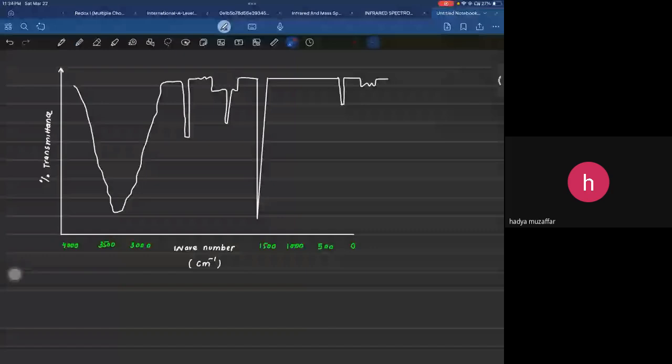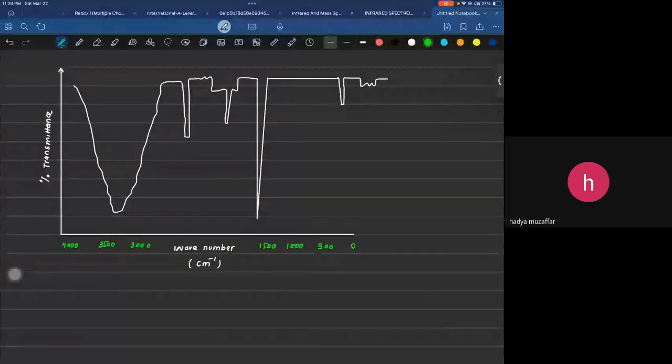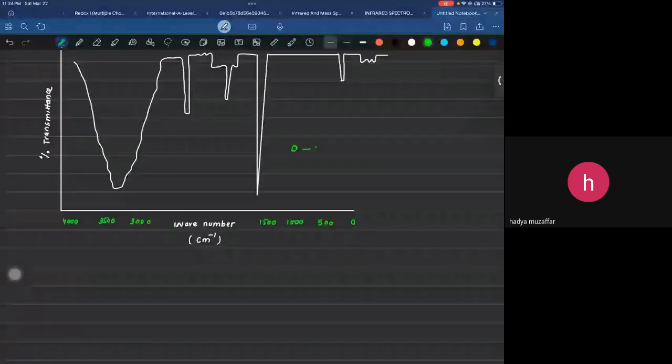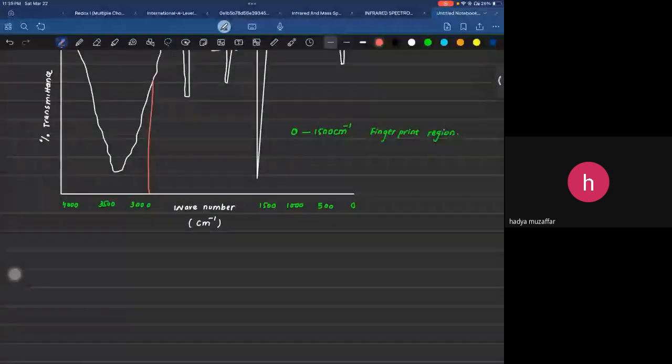We would not consider the fingerprint region. The fingerprint region is from 0 to 1500 centimeter inverse. We don't have to look at it; we look away from it.